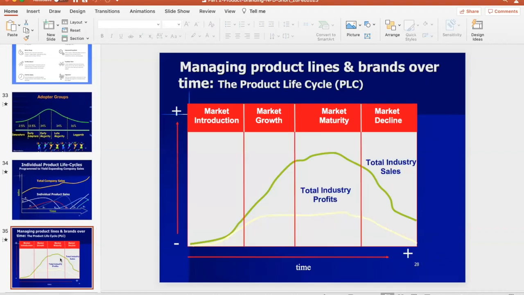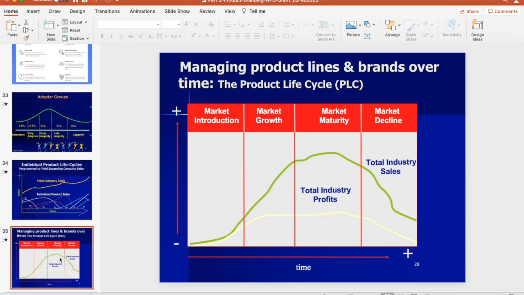And the product life cycle says that there's a birth of a product, and then an introduction of the product, and there's growth, maturity, and decline. All products go through these stages. There is no rule of thumb on the shape that a product goes through those stages. Some products have a very long market growth. Some products have a short market growth.